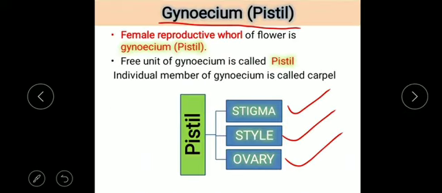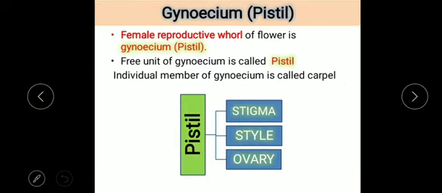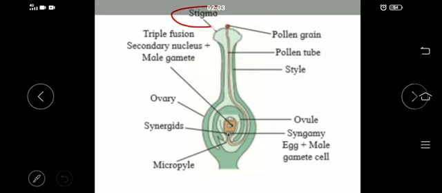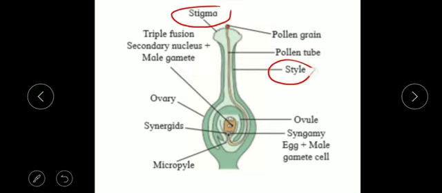Yes, now as you can see, the gynoecium or the pistil consists of stigma, style and ovary. So this is the stigma, the style and the ovary. Okay, all these three parts are very important, as they help in the fertilization process. The stigma is the uppermost part, the style is the in-between part and the ovary is the lowermost portion. Now this is a diagrammatic view where you can see the stigma, the style and finally the ovary.